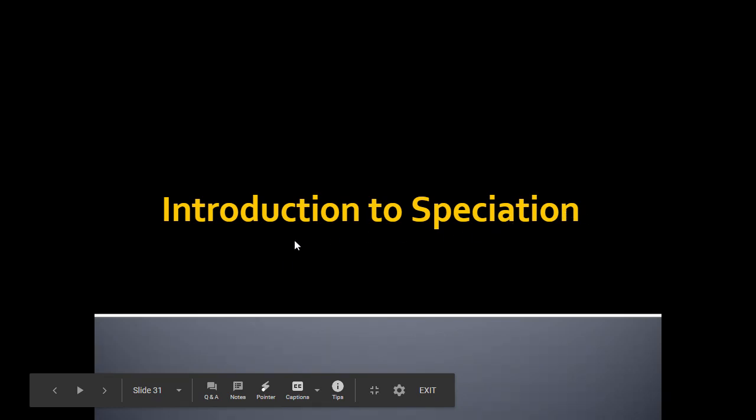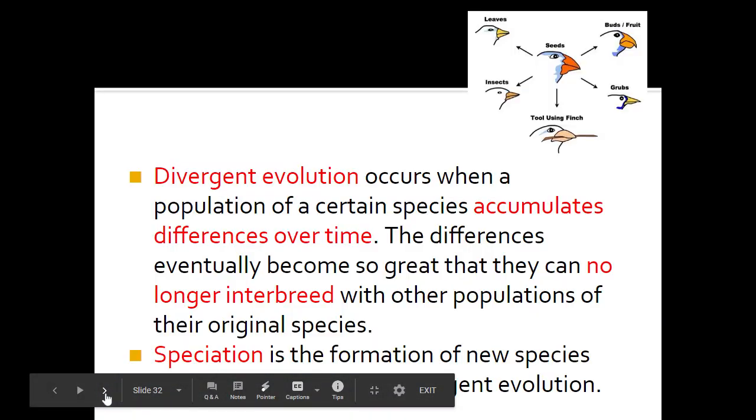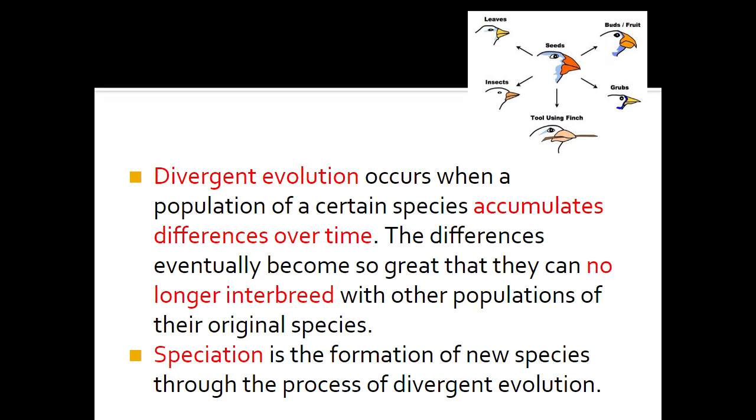Speciation is the creation of new species as a result of evolution. So we've already talked about divergent evolution. We said this is when a population accumulates differences over time. They started out with a common ancestor, and because they adapted to their habitat, they became slightly different. A good example of that would be our Darwin's finches that we've talked about several times.